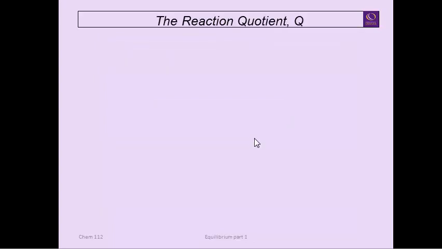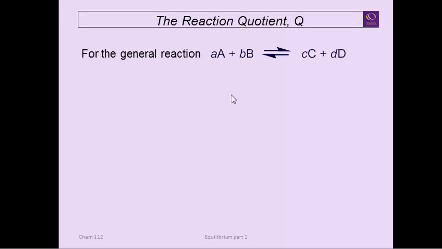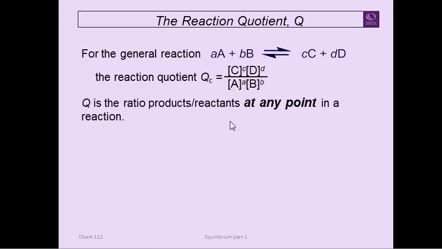All right. So now we're going to introduce the idea of the reaction quotient. So if you take a general reaction, you can solve the reaction quotient by setting it up just like the equilibrium expression. So mathematically it looks the same. The only difference is what you are plugging in here. Q is the ratio of products to reactants at any point in a reaction. So now we're not talking about once it's settled into equilibrium.